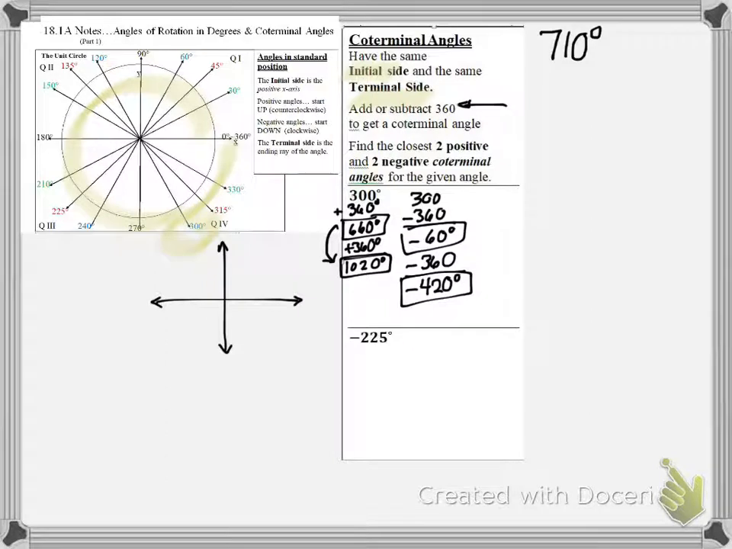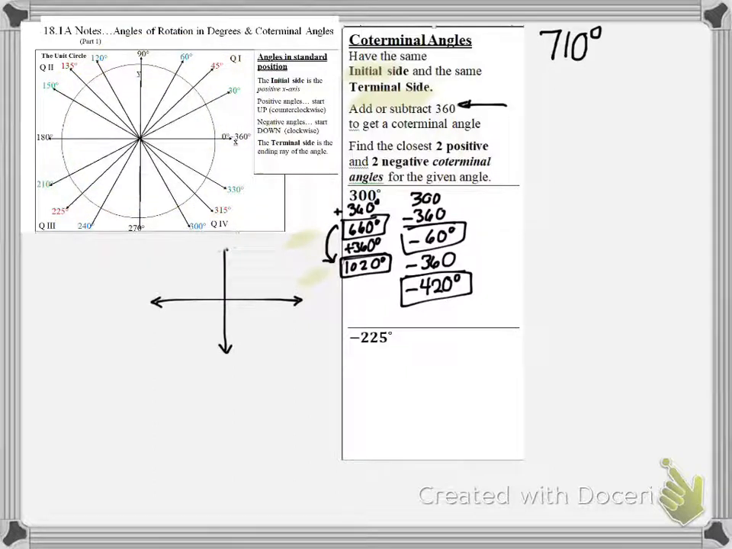If I wanted to get one in the negative direction, think about 300 degrees goes like this. I could get there by going another 360 around and ending up at the same place. That's 660. If I went another 360 around and ended up in the same place, that's 1020.